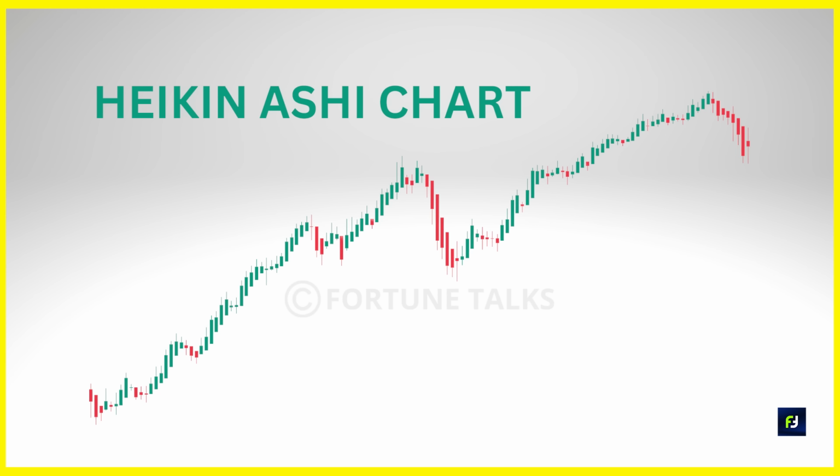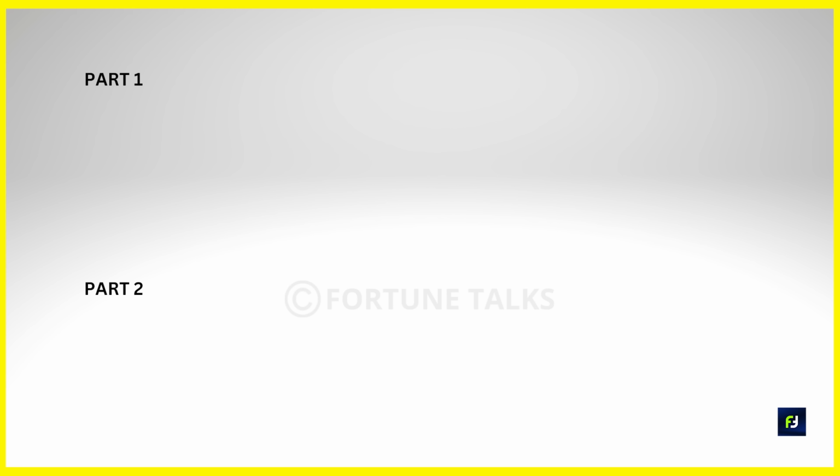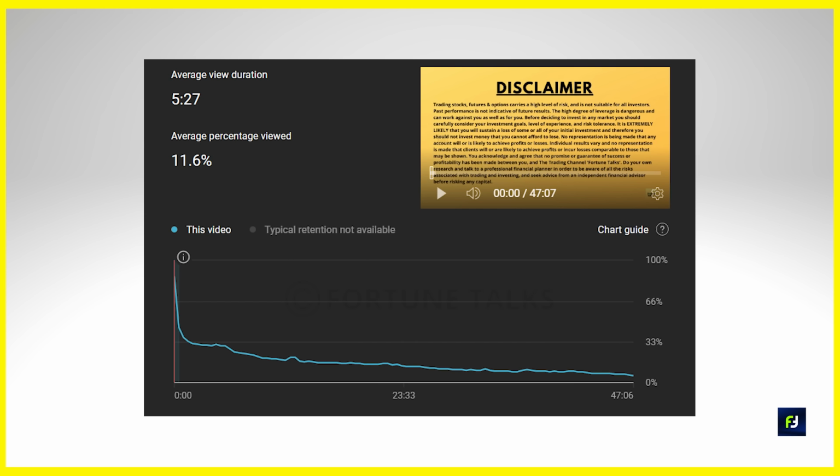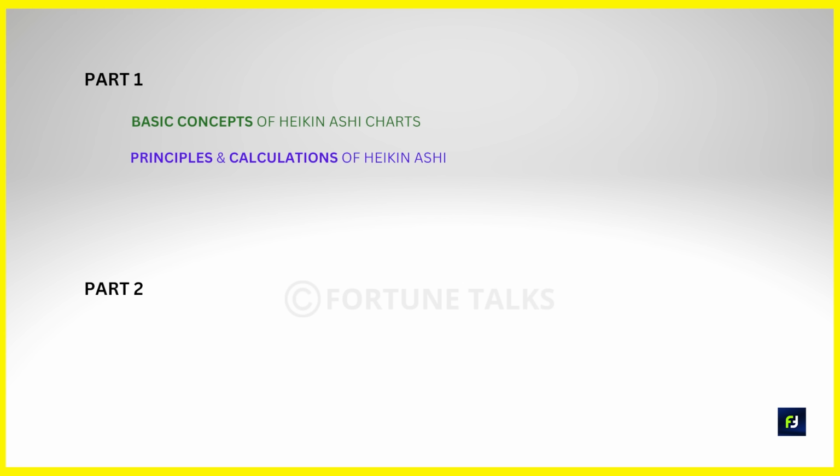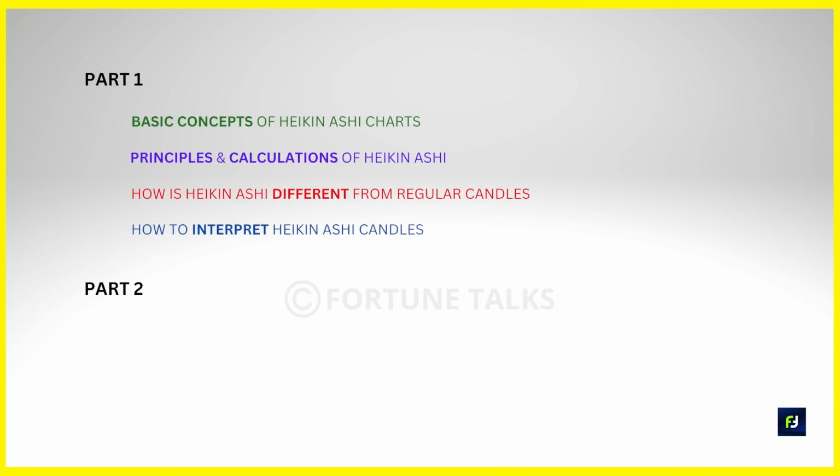So in this video, we will dive deep into the world of Heikin Ashi charts, but I will divide this topic into two video parts because I have realized that most of our subscribers don't like to watch particularly long videos. So in this first part, I will deal with the basic concepts, that is, why is Heikin Ashi an important indicator, followed by what is actually Heikin Ashi charts and the principles and calculations behind it. We'll also discuss how is it different from regular candlesticks, and we will learn how to properly interpret Heikin Ashi candles. Then in the second video part, we will learn to apply what we have learned in the first part. That is, we will understand a few important Heikin Ashi strategies. We'll also discuss the advantages and drawbacks or limitations of Heikin Ashi.